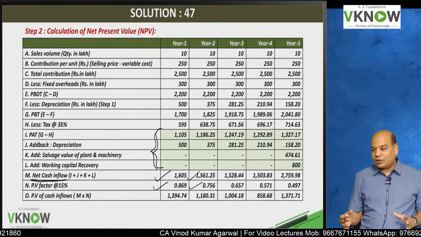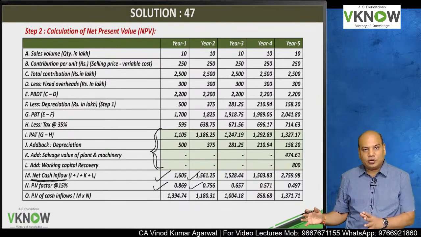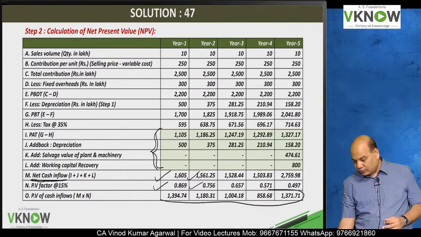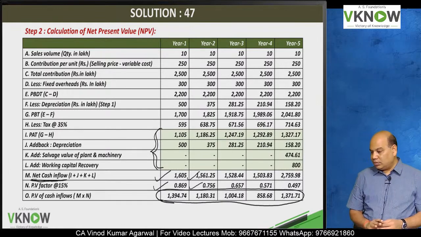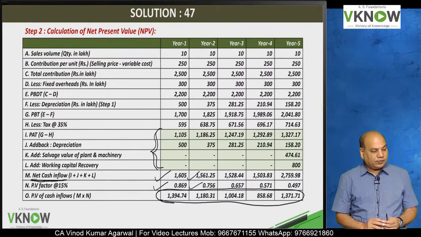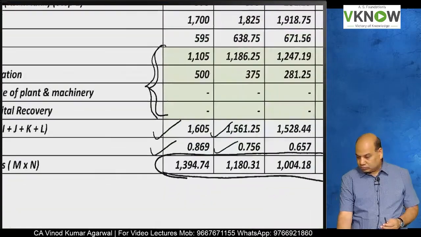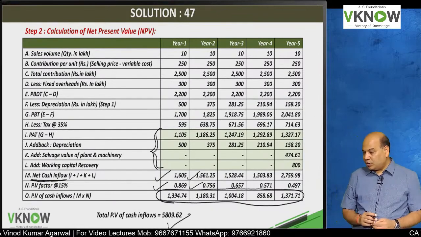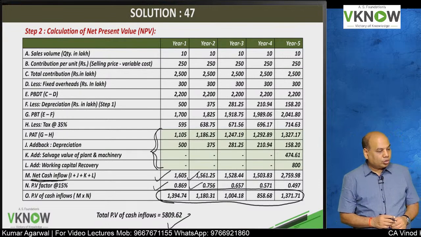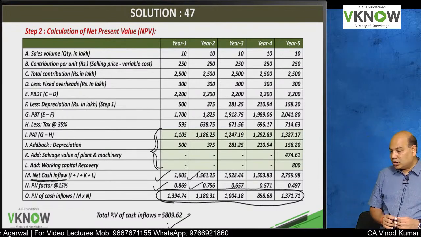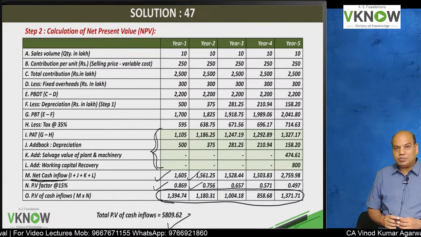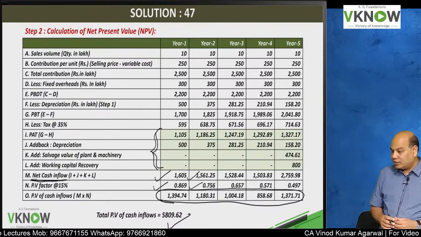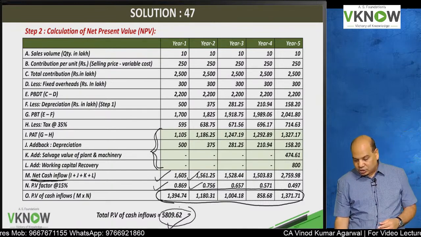Student has to know how to solve fast. I need the total of PV of cash inflow. Anybody for the total of this last 5 numbers? Give me the total. That will give me PV of cash inflow. Check the answer from my answer. Please confirm the total. 5809.62. Is it right? Yes. So this is PV of cash inflow.